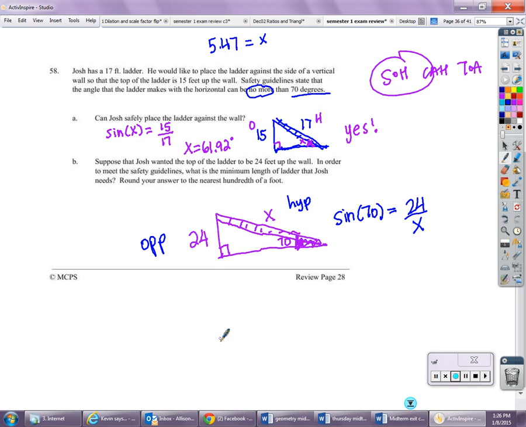Okay, so this isn't an easy one. This is a more difficult one. But you can just put a divide by 1 here and cross multiply. So I would multiply 1 with 24, which is 24, and then divide by the leftover sine of 70. So let's do that. 24 divided by sine of 70, and I get X to be 25.54. So that's what you want the ladder to be.